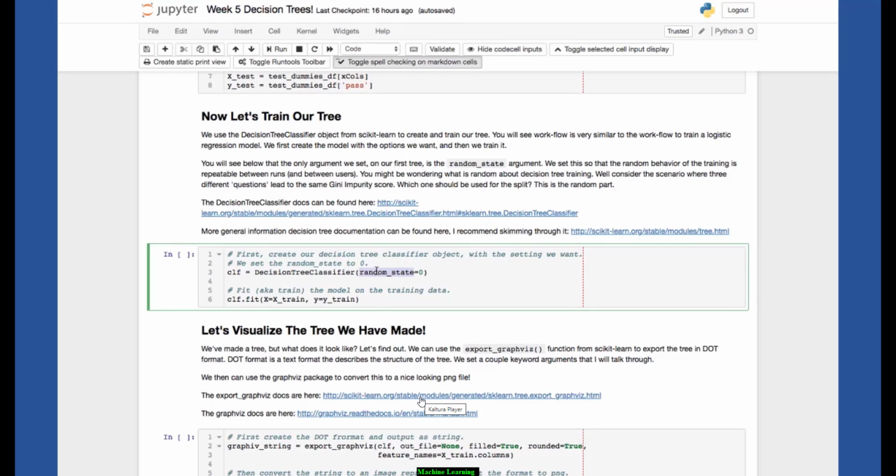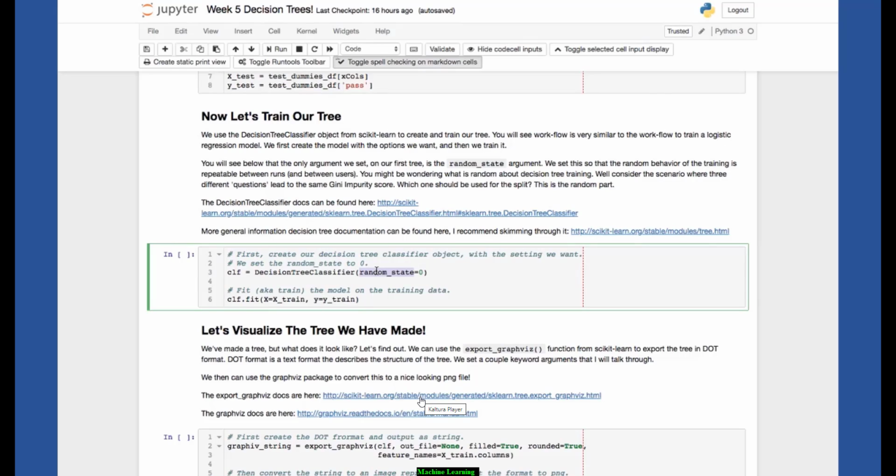And there is a random part of the training that I'll talk about in a moment. And by setting the random state, it just means that every time we run this, that random behavior will actually be the same. So we can run this multiple times, get the same results every time. And also when you run it, you should get the same results that I get.